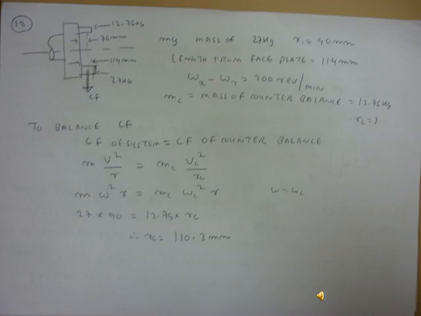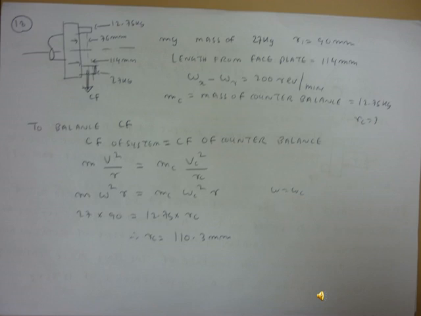And we will continue to resolve this problem. In this case, we assume that the diagram is given. In the diagram, 12.75 kilonewton is attached, and also another one is 27 kilonewton. The 12.75 kilonewton is at a distance of 75 millimeter, and for the 27 kilonewton, the distance is 114 millimeter. So the mass of 27 kilogram is attached. R1 is 90 millimeter. The length from the face plate is 114 millimeter.